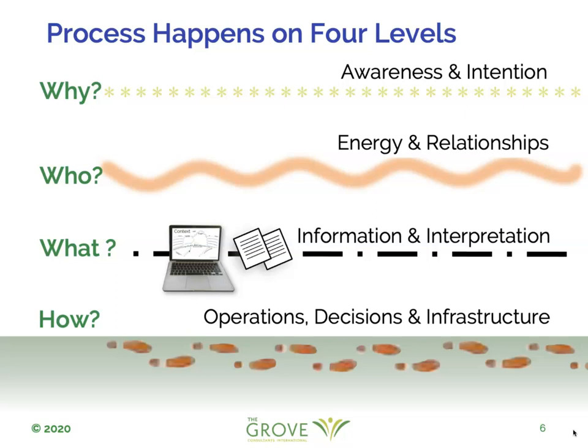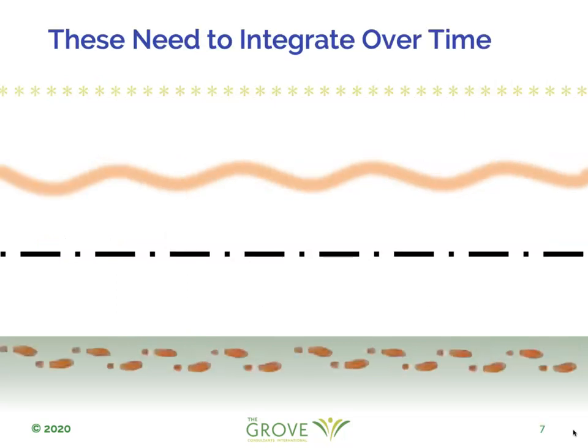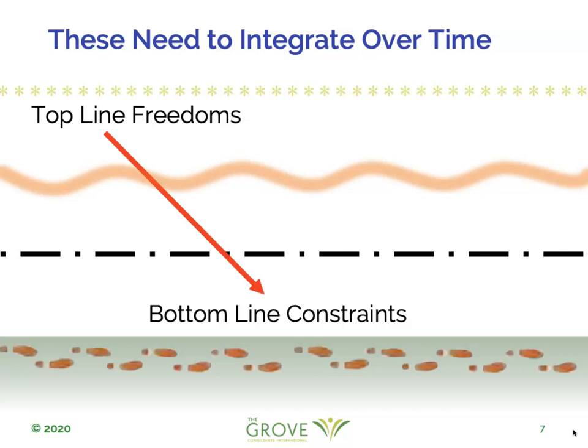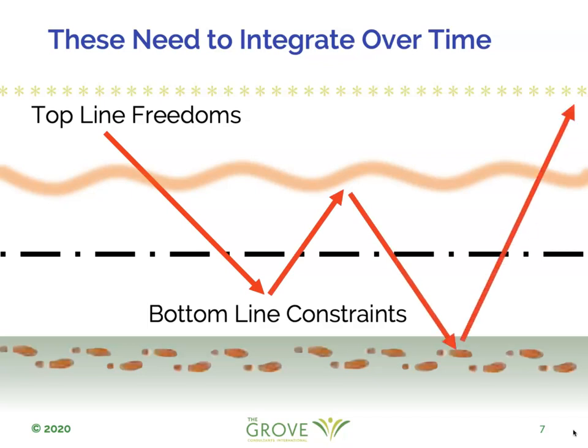And these 4 levels are very common to anybody who is a human being standing on the earth. You've got your head in the clouds and your feet on the ground, and in between you're feeling and thinking. Well, these need to integrate over time. The top line freedoms need to connect to the bottom line constraints. And you need to be able to explore around and find out how they knit together.